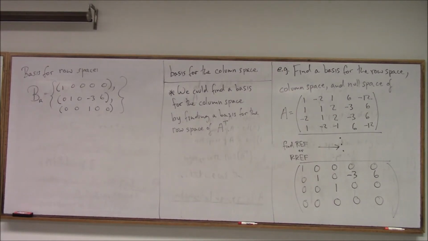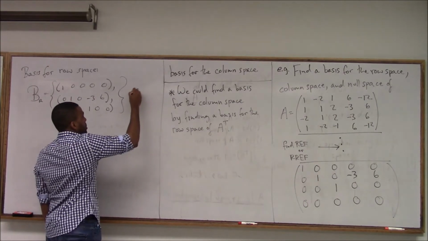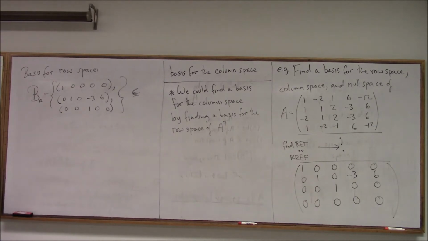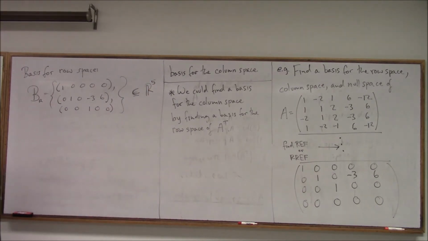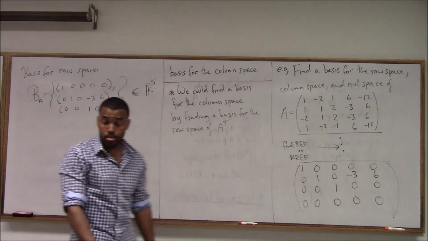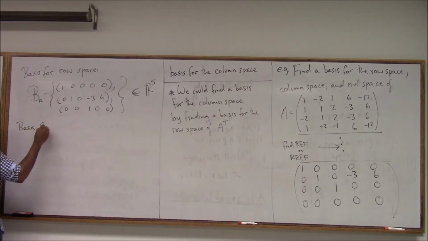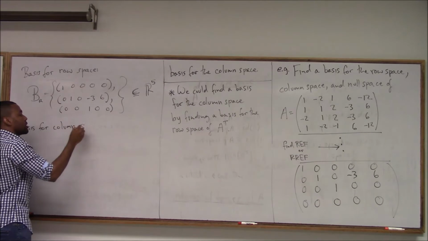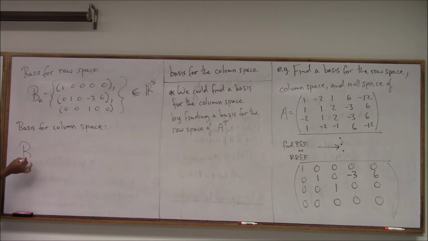Where do these guys live? In R5. So notice that the row space here is a three-dimensional subspace of R5. We'll talk about that in a bit. What is a basis for the column space? This is not official notation, I'm totally making this up: B subscript R and B subscript C.